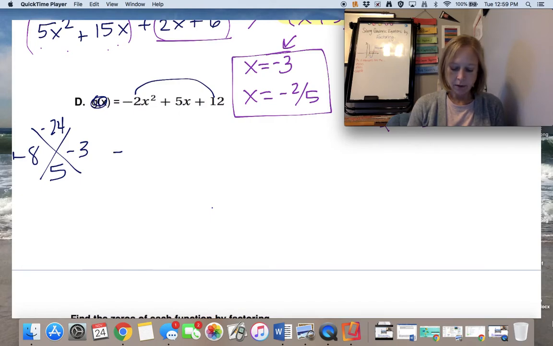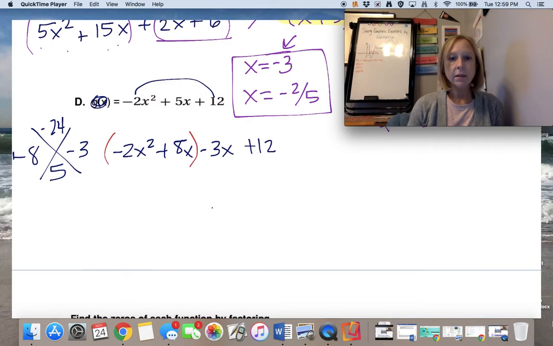Now I'm going to rewrite this. 2x squared plus, I almost wrote plus 5x. It would be plus 8x minus 3x plus 12. I'm going to group my first two. Now notice that minus 3x, that minus sign needs to stay with the 3. So I'm going to just squeeze a little plus sign in there to show that these two parentheses are not being multiplied. Okay, I'm just drawing in my parentheses.